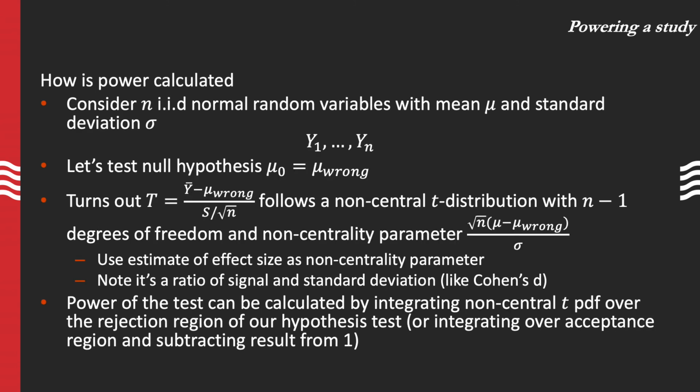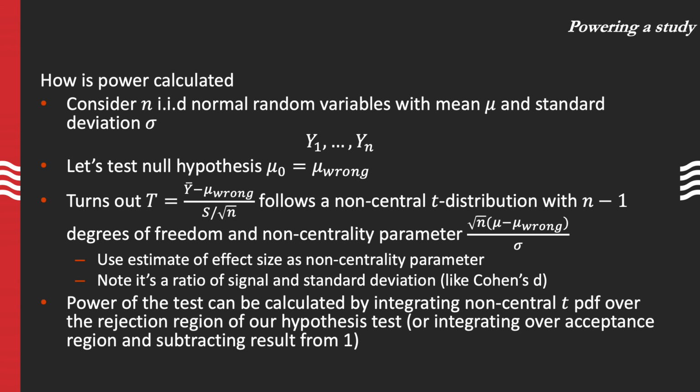So how do we run a power analysis? Well, it's actually not that complicated. So again, let's consider IID normal random variables with mean mu and standard deviation sigma, and let's imagine we're testing the null hypothesis that mu naught is equal to some mu that is in fact wrong. So we'll call it mu sub wrong.